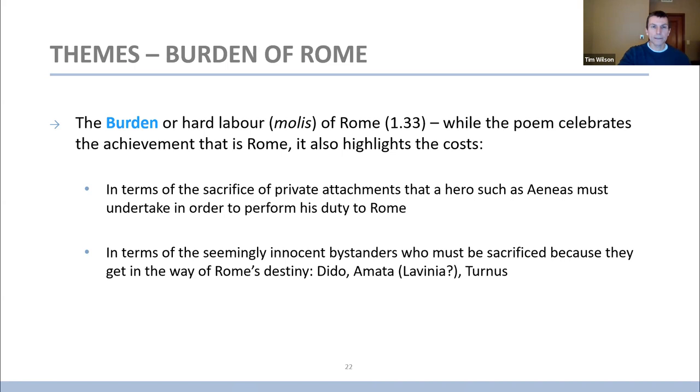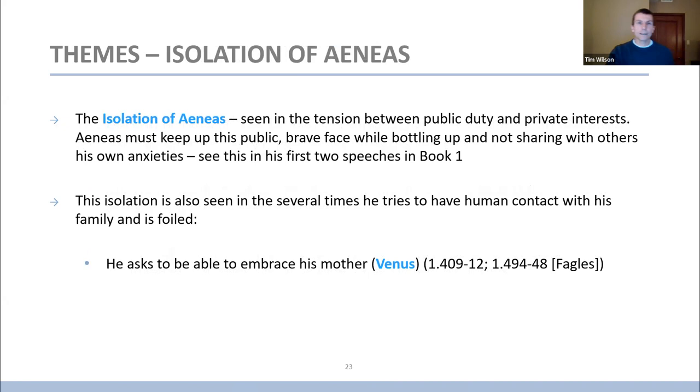Something we'll see too, related to the last theme about the sacrifice and the burden of Rome, is the sacrifice Aeneas must make. Part of the sacrifice of committing to one's public duty is that he's almost cut off from those around him. The tension between his public duty and his private interests means he must keep up a public brave face while bottling up, and not necessarily sharing with others, his own anxieties.